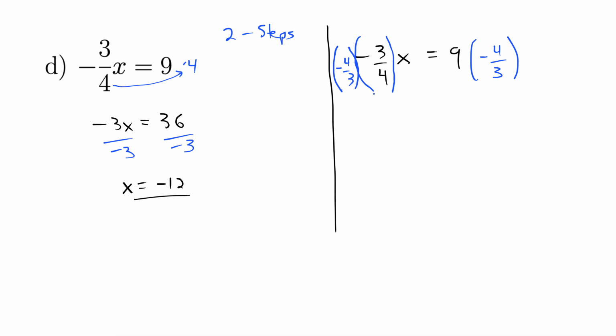Everything on the left side cancels, leaving us just with the x. On the right side, the 9 and the 3 cancel. That leaves us with a 3 here. 3 times negative 4 is negative 12. There we go. Same answer. 1 step, a little more thought. 2 steps, a little bit simpler, but you do have to take 2 steps.